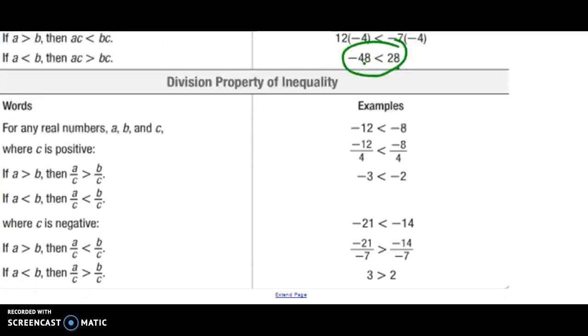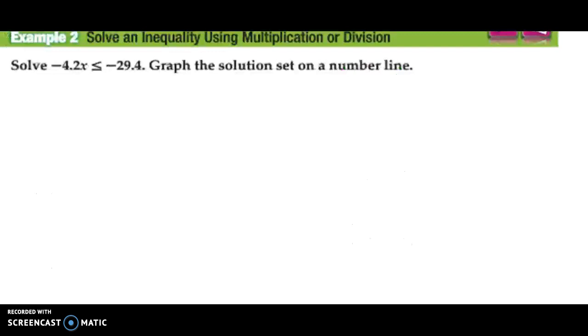The same remains with division. If you multiply or divide by a positive number, okay, your inequality symbol is going to remain the same. If you divide by a negative, it also switches. Okay? All right, so let's look at this one right here. It says solve an inequality using multiplication or division. So solve this, negative 4.2x is less than negative 29.4, and graph the solution on a number line.